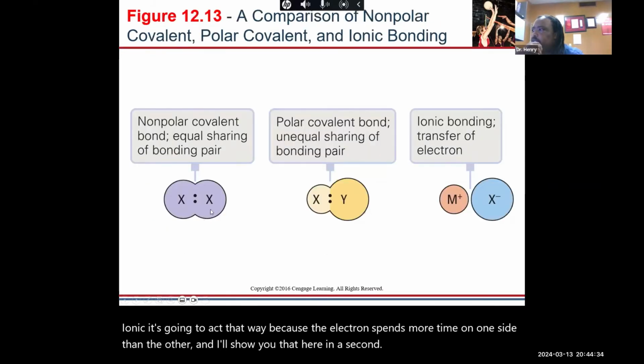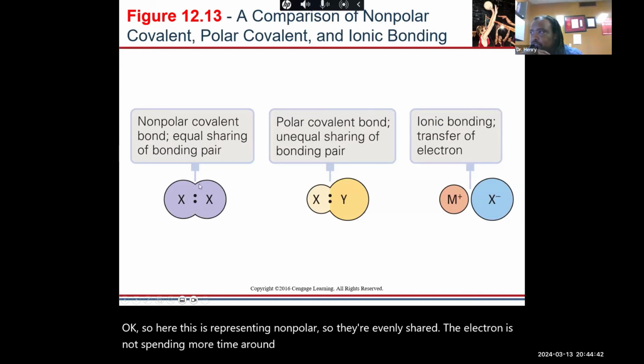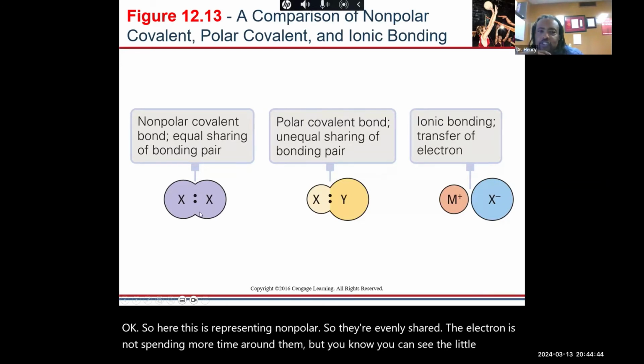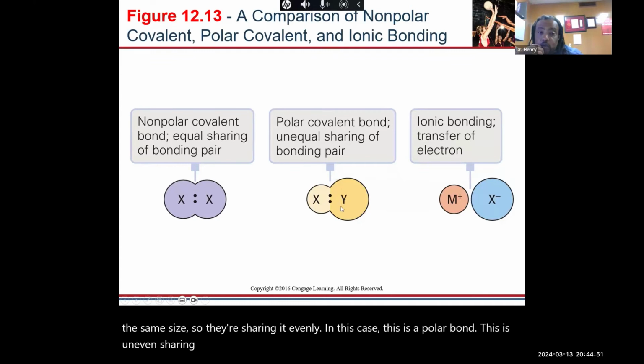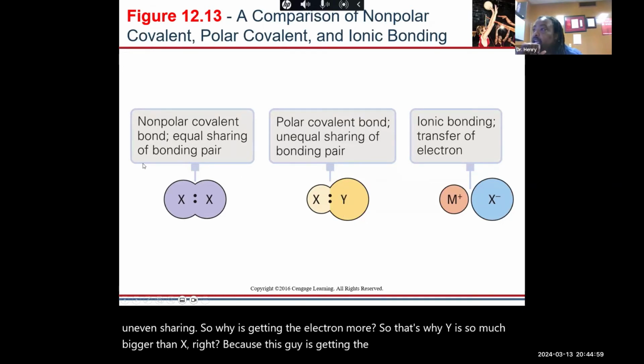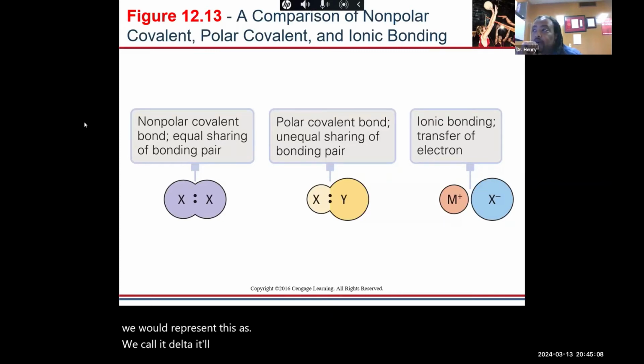Okay, so here, this is representing nonpolar. So they're evenly shared. The electron is not spending more time around them. You can see the little balls are the same size. So they're sharing it even. In this case, this is a polar bond. This is uneven sharing. So Y is getting the electron more. So that's why Y is so much bigger than X, right? Because this guy is getting the electron more. So in this case, we would represent this as, we call it delta. It'll be delta minus for Y.